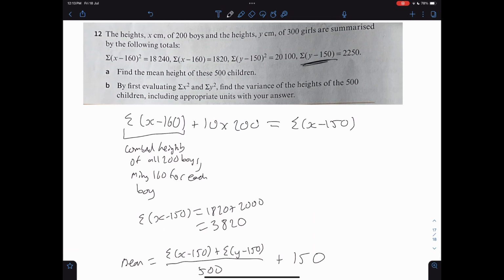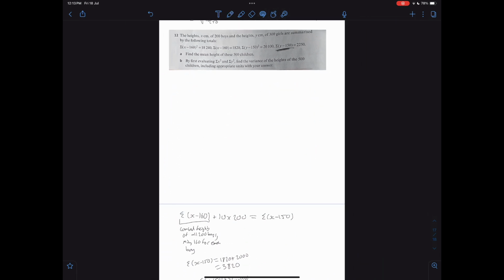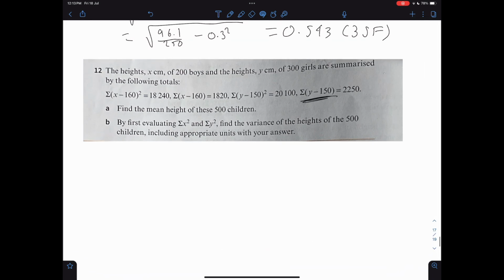And now we need to calculate the variance. So I will move this down here and we can look at variance. Okay, we need to find the sum of x squared and the sum of y squared. Now, the sum of (x − 160)² plus 160² times n does not equal the sum of x squared. Because remember, it's a square, so you're going to get x² minus 320x plus 160², and that's going to be done for every single height, which is different. It's not going to be consistent, so you cannot do that.